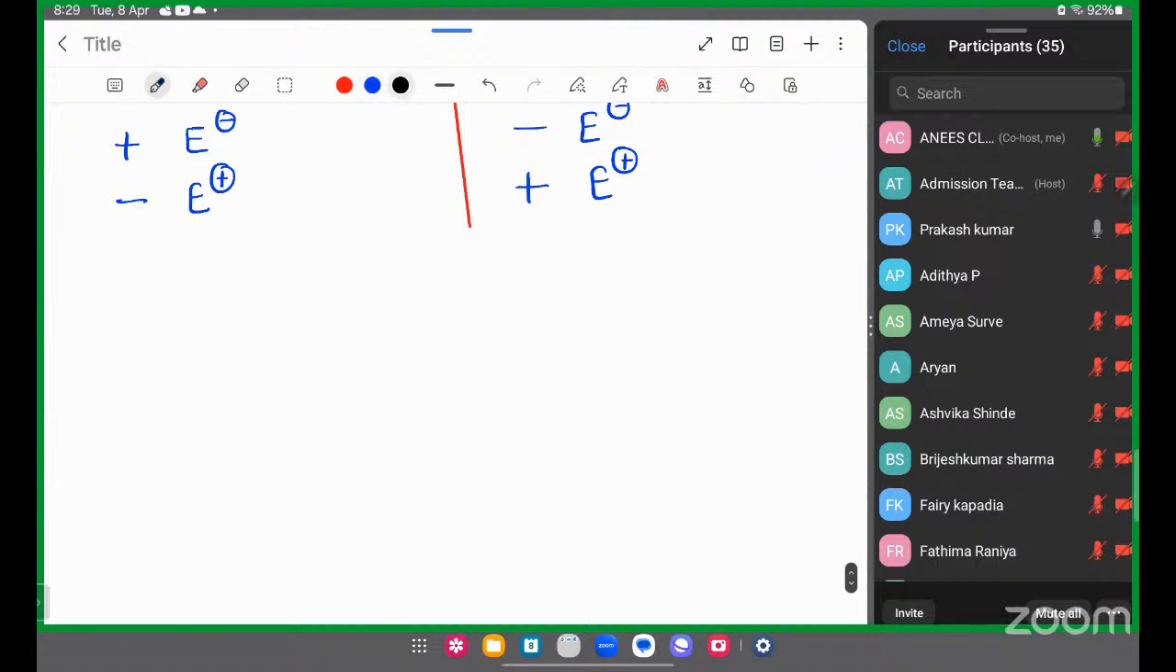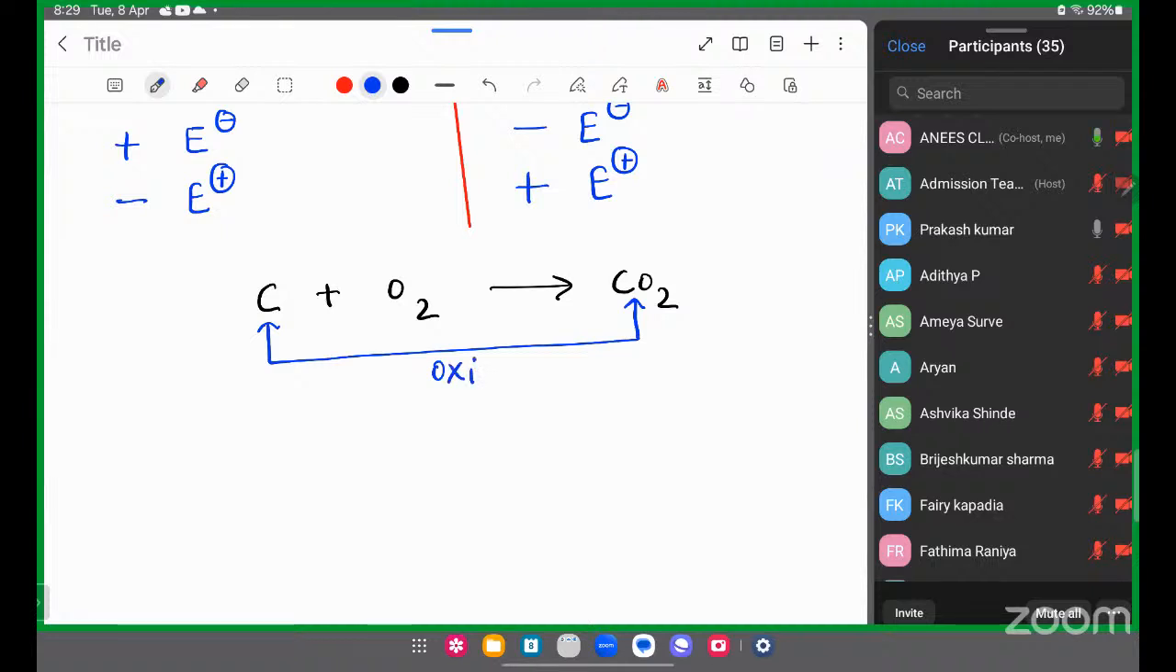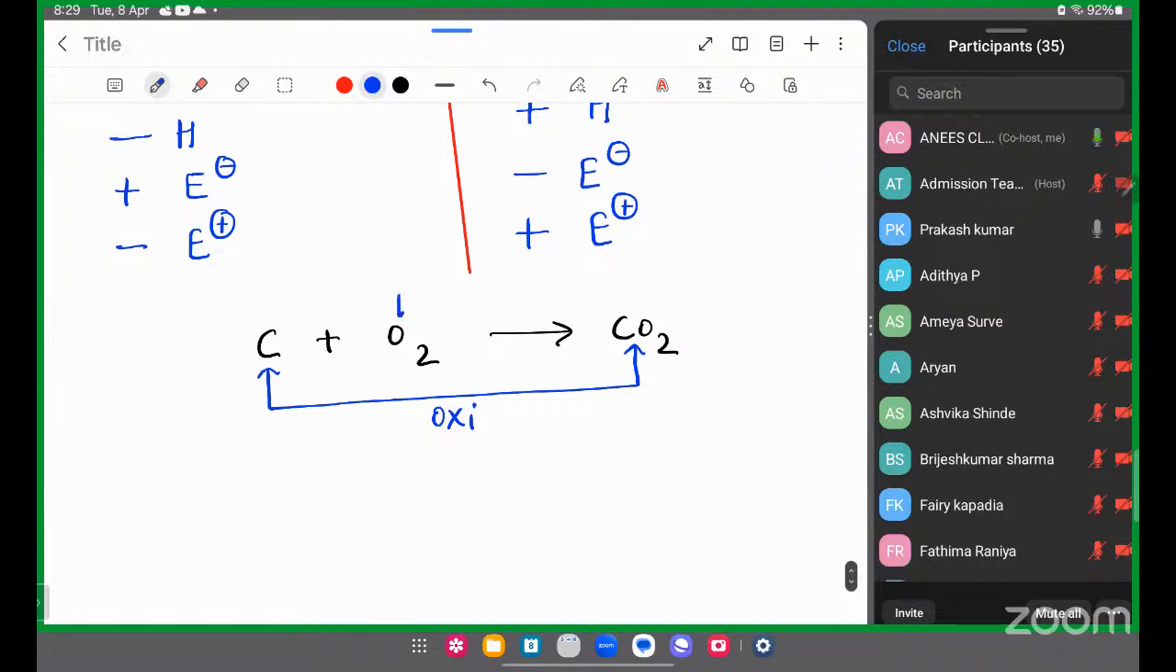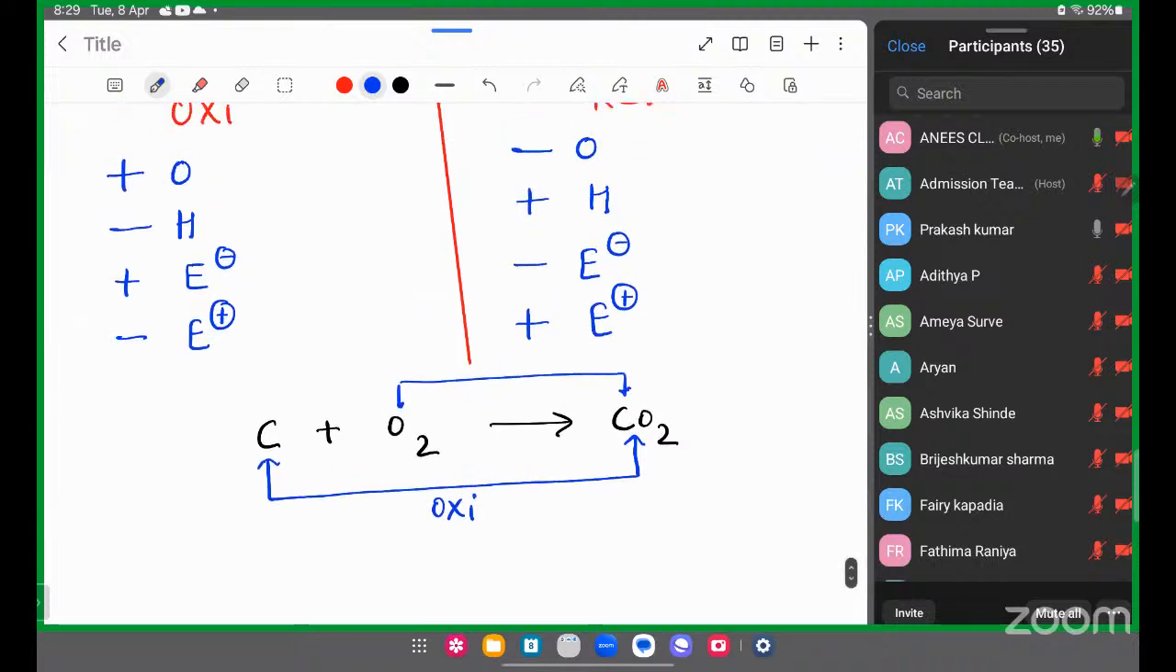Let me write one example for it. Let's say we have carbon plus oxygen which gives CO2. In this simple reaction, before reaction, there is no oxygen atom bonded with carbon. But after the chemical reaction, we have carbon with oxygen atom O. So we can clearly state that oxygen is added to carbon. It means there will be oxidation. And if it is oxidation, the other part will have reduction.